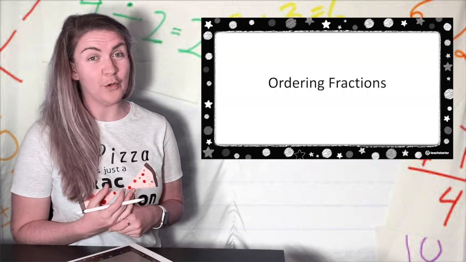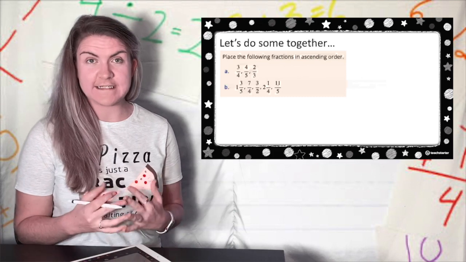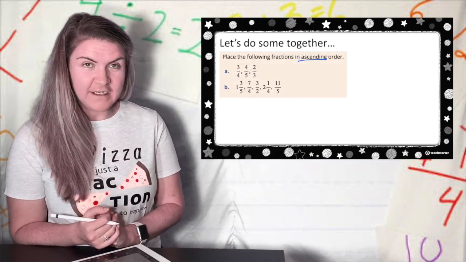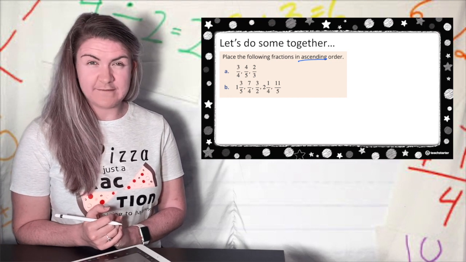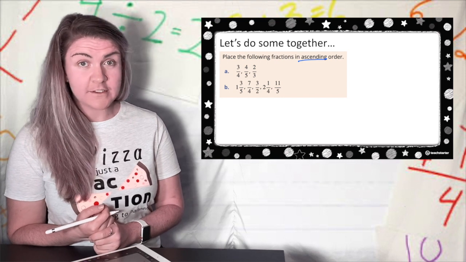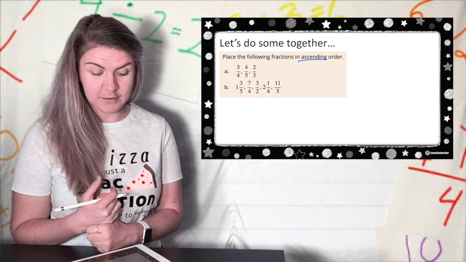All right, now we're going to try ordering some fractions. So I'm going to place the following fractions in ascending order, meaning going up. So I need to remember that. All right, first of all, I can see that they all have different denominators, which means it's too hard to analyze them. So I'm going to convert them all to have the same denominator. I need to find the lowest common multiple.